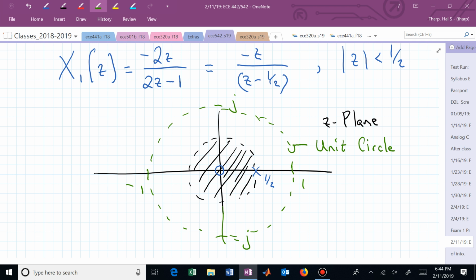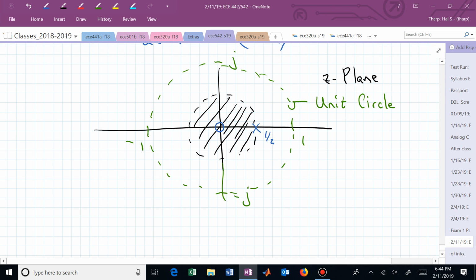What was our time sequence, x of n? What did it look like as a time sequence? We started at 2, then we went back in time, we went to 4, then to 8. What's it doing as a sequence on index n? It's blowing up, isn't it? It's going unbounded. And what do we know about the region of convergence and the unit circle relationship? The unit circle is not in our region of convergence. So that basically says that we have an unbounded sequence.